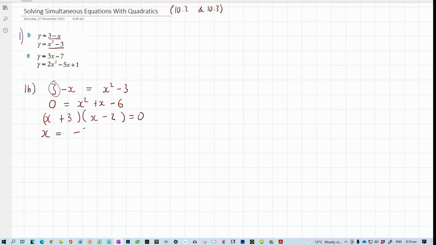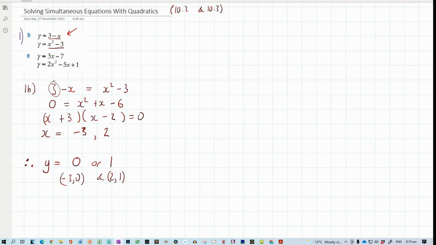x equals minus 3, since minus 3 plus 3 in the first bracket would give us a 0, and 0 times anything of course is 0. In the second bracket we've got 2. So those are our two values of x. And now we can plug in those two values to find y. I would plug it into the first equation because it's the easiest. 3 minus minus 3 is 6, and 3 minus 2 is 1. So our two solutions are minus 3, 6, and the other one is 2, 1.